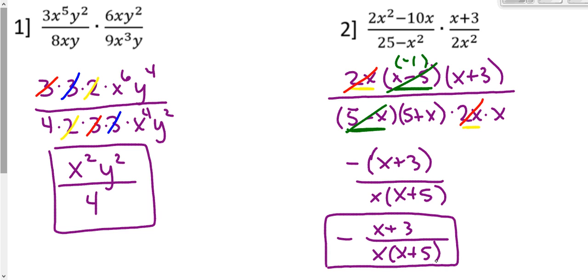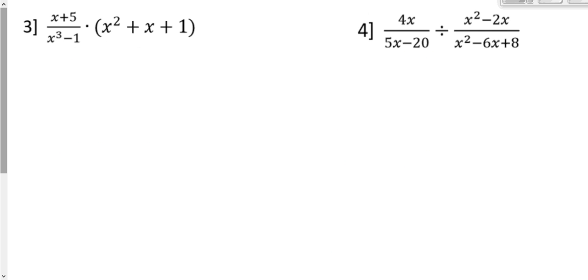Okay, let's move on to problem number 3. All right, so we have a rational expression multiplied by a polynomial, but you could think of that polynomial as just being over 1. So there you have a fraction times a fraction. And let's go ahead and do our factoring and then see what reduces.